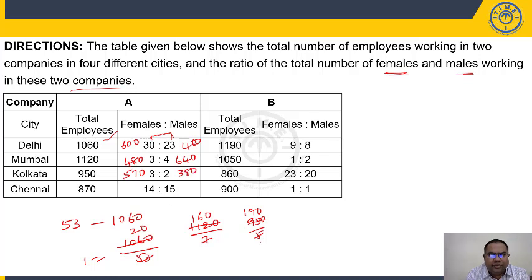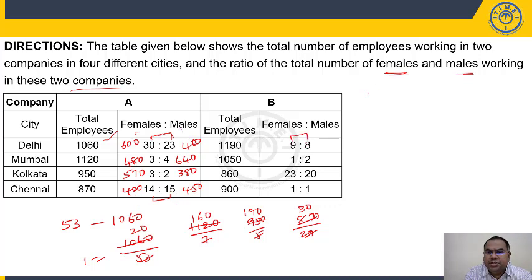Right? 14:15, 29 parts total. If you add these, 29. 870 by 29, 29 goes 3 times. So 30. 14 into 30, 420. 15 into 30, 450. Just one cross-checking thing: when you are putting these values, check that when you add these two, it must be equal to the total. 480, 640, 520, 1120, 570, 380, 950, 420, 450, 870. Yes, the total is equal.